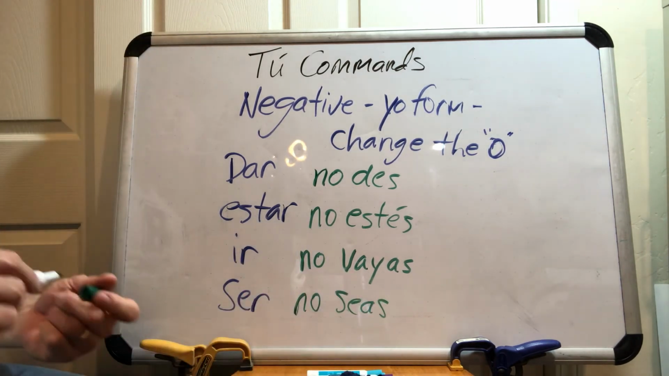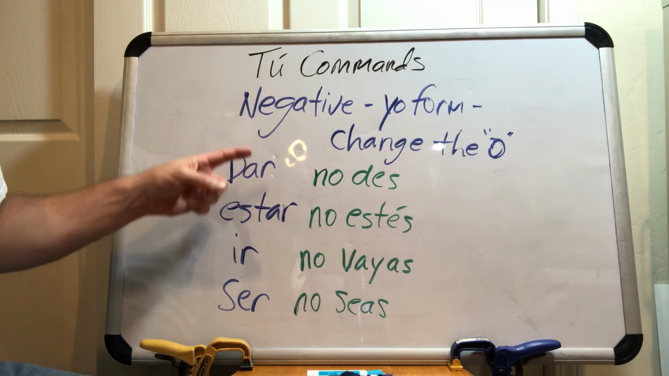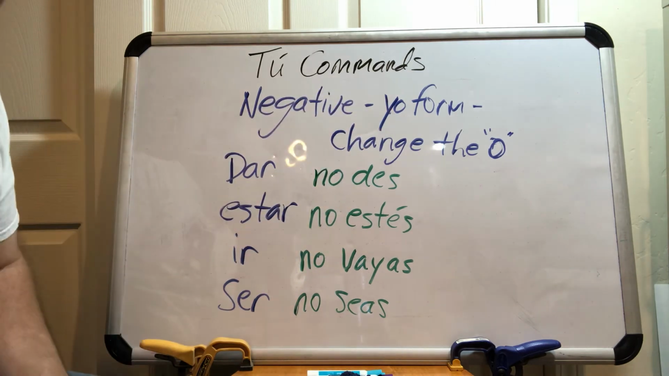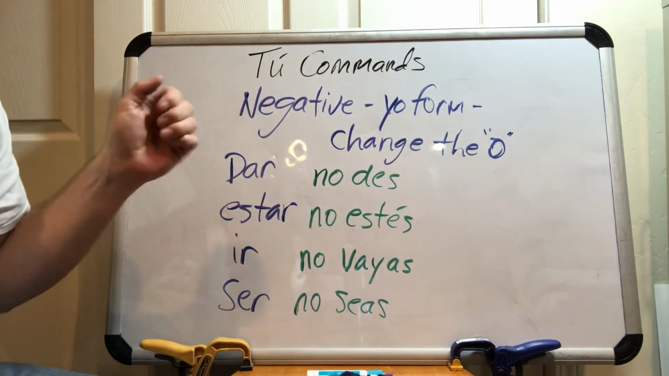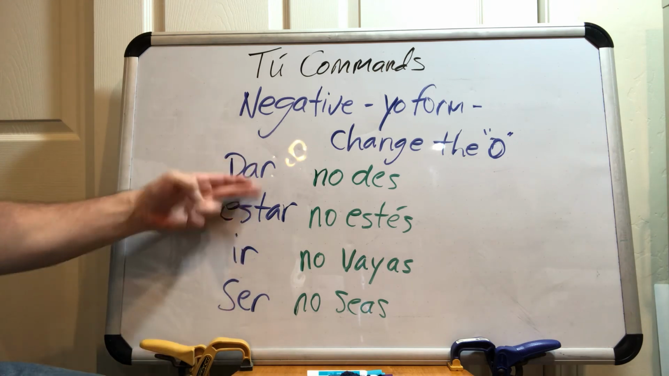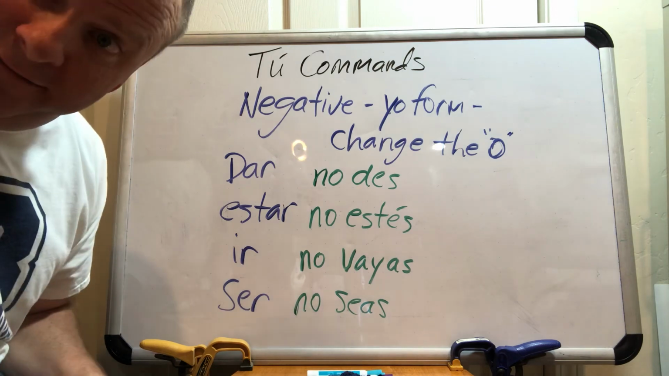Okay, so those are my four irregulars. So if it's not one of these irregulars, again, just go back to the yo form in the present tense and then change the o to the as or the es. Okay, otherwise, if it's one of these irregulars, then you have to use the des, estés, vayas, or seas. Okay, I think that's it.